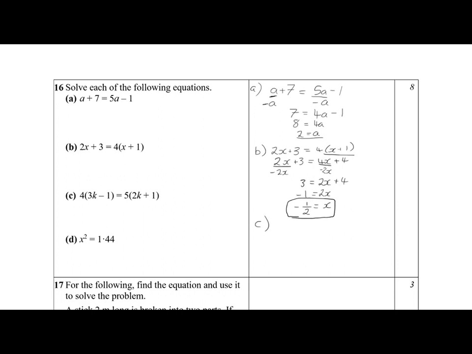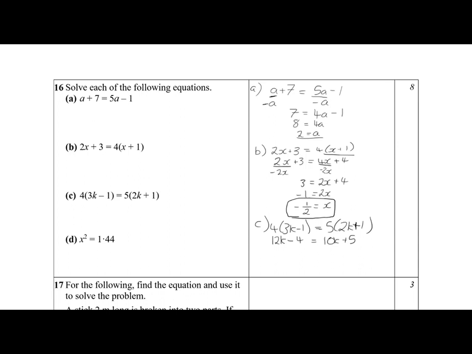C is pretty much the same as B, but what are we doing at the start? Well, we're not expanding one bracket, we're expanding two brackets. Sorry, the pen didn't quite catch those. So we do 4 times 3k gives us 12k. 4 times minus 1 is minus 4. 5 times 2k is 10k. 5 times plus 1 is plus 5.